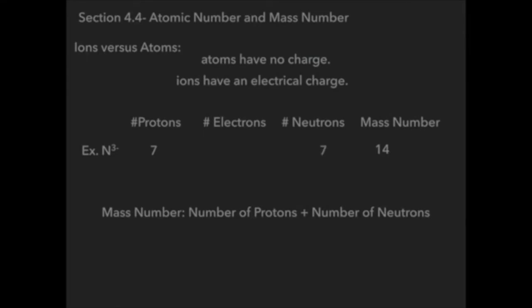Okay? Now that I know my number of protons and neutrons, I can figure out electrons. Well, my charge, this is an ion because it has a 3- charge. Now, 3- charge tells me I have 3 more electrons than I have protons. So since I have 7 protons, I have 3 more electrons. That means I'm going to have 10 electrons, and that's it.